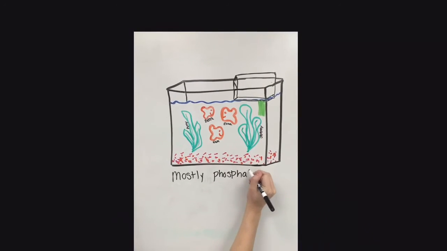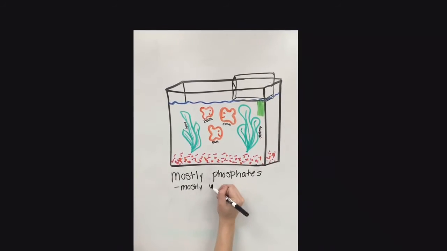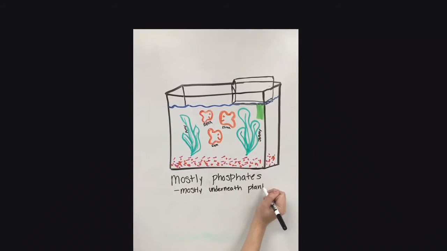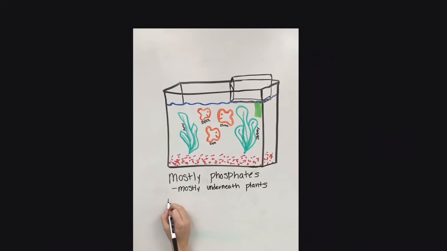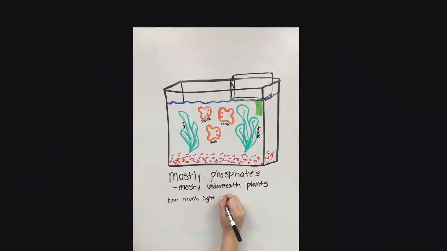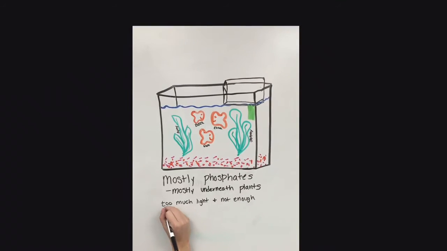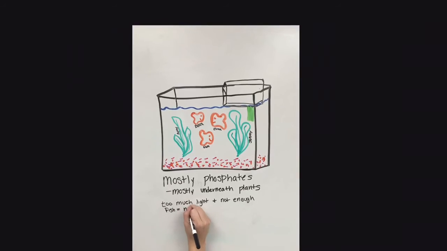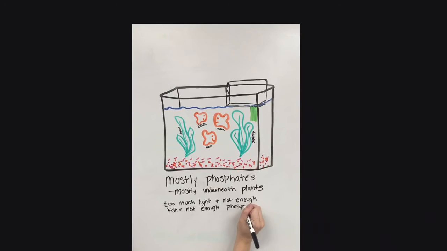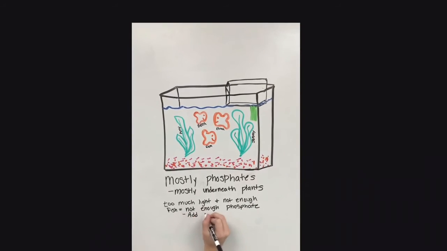The water that you have in an aquarium is mostly phosphates. Most of this phosphate is found underneath the plants or the rocks in the bottom of the aquarium. And if your aquarium has too much light and not enough animals or plants in it, then you won't have enough phosphate for your aquarium. So that'll have to be modified by either taking away the light or adding in plants and animals.